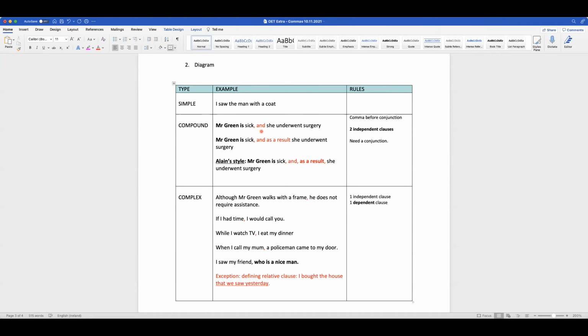Mr. Green is sick and, comma, as a result, comma. Right, these two. Yes, this is my style. I think it's a better style. Some people will just do one like this, but I recommend this. It's clearer writing. It's more clear, okay? Especially if you're writing a complicated sentence, all right?